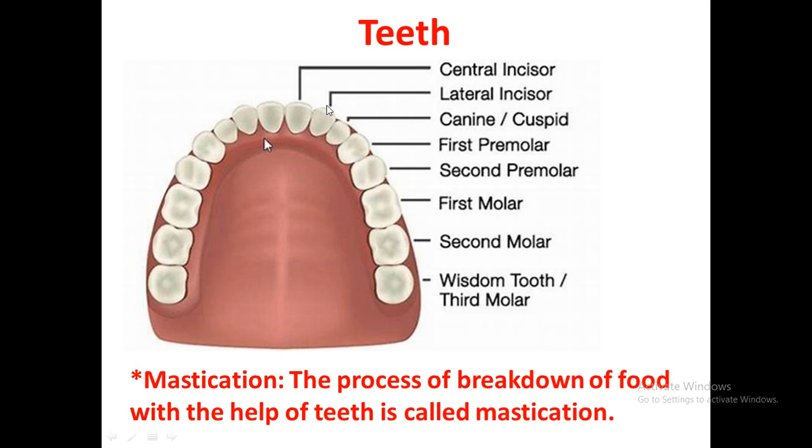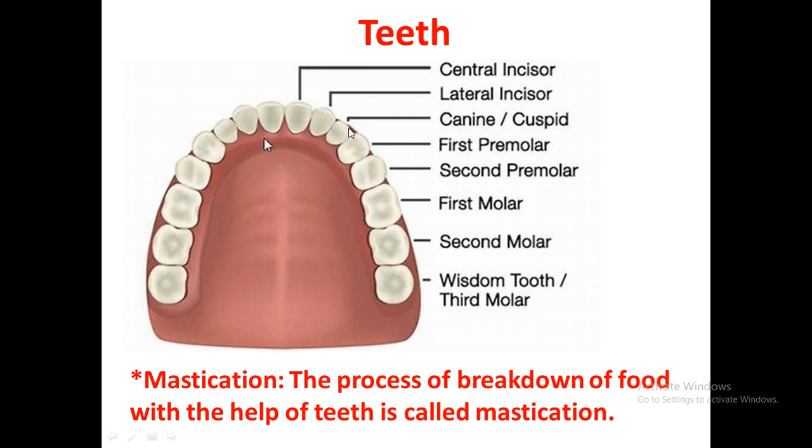Why do they have different shapes and sizes? Because their function is different. These incisors are mainly used by human beings or any other animals to cut things. Here we are discussing humans, so you will consider humans. We use these incisors to cut things, to bite something, and the canines are used to tear the flesh of animals or fish and all. So to tear that we use the canines.